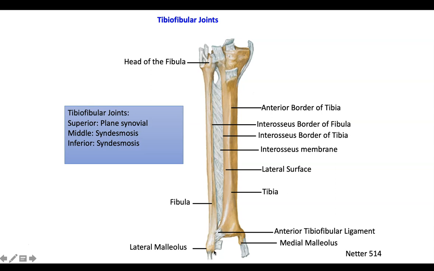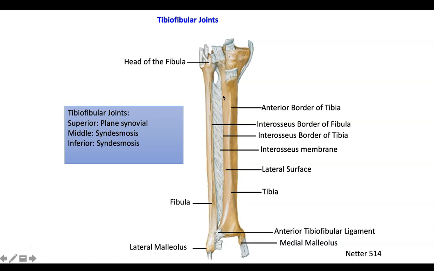The lateral malleolus, the inferior articular surface of the tibia, and the medial malleolus together form a socket which articulates with the trochlear surface of the talus and forms the ankle joint.